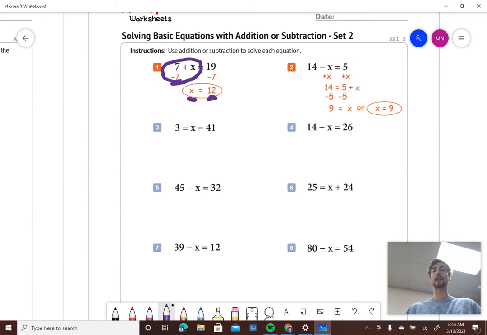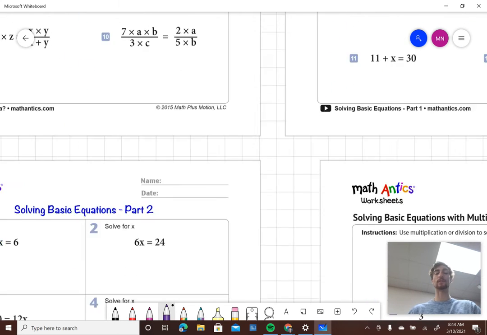So let's go ahead and add x to both sides. So now we have 14 equals 5 plus x, and now we can cancel out that 5. Subtract 5 from this side as well, and that turns into 9. So 9 equals x, or x equals 9. A little bit of review on what we talked about yesterday.